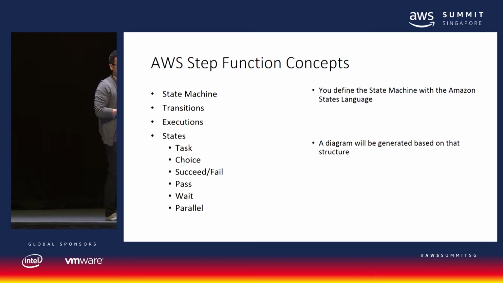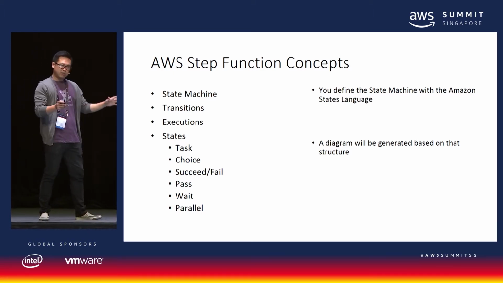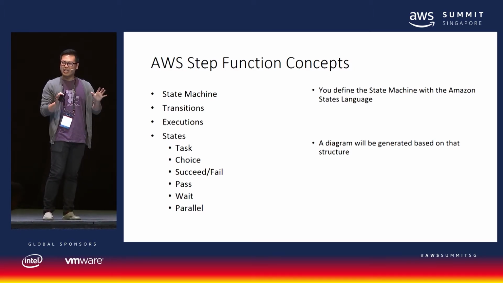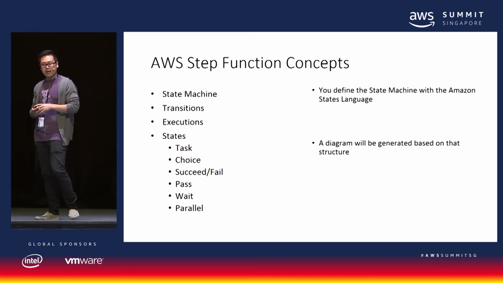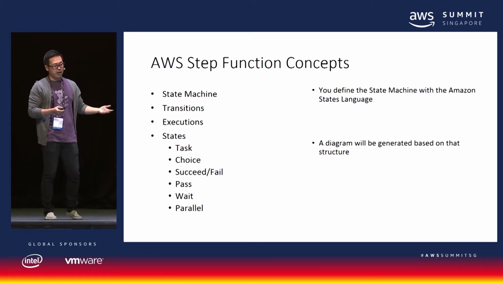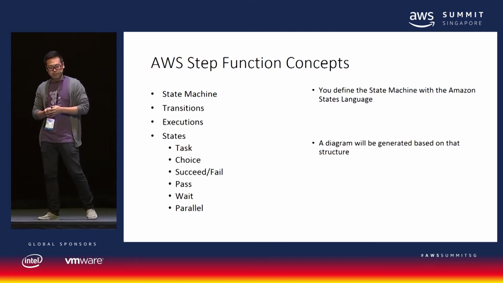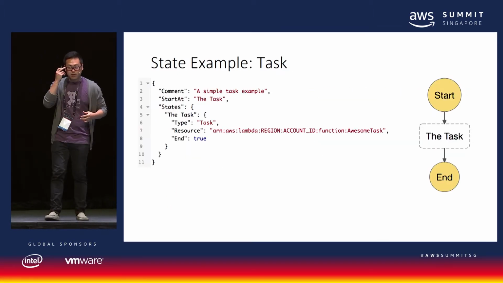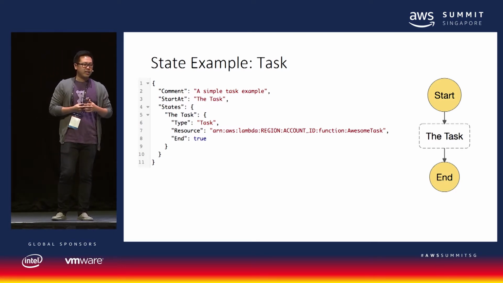You define the state machine with the Amazon States Language. Now, don't freak out. It's not too crazy. It's really JSON-ish, JSON-esque, I guess you could describe it as. And then you can also push that to the UI, and a nice diagram will be based on that structure. Okay, so let's go ahead and walk through these states, because these are the important things, right? First thing we'll go through is a task.